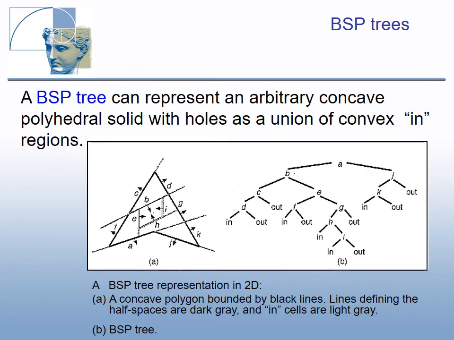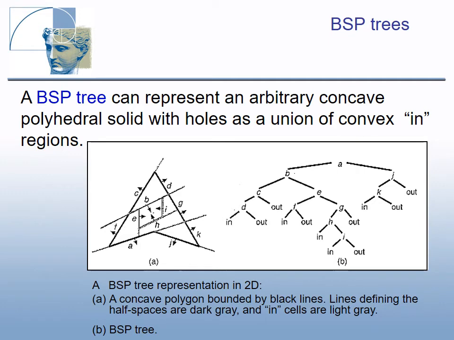A BSP tree can represent an arbitrary concave polyhedral solid with holes as a union of convex regions. An example shows a BSP tree representation in 2D. The left image is a concave polygon bounded by black lines. In addition, it has lines defining the half spaces. The right image is the corresponding BSP tree.